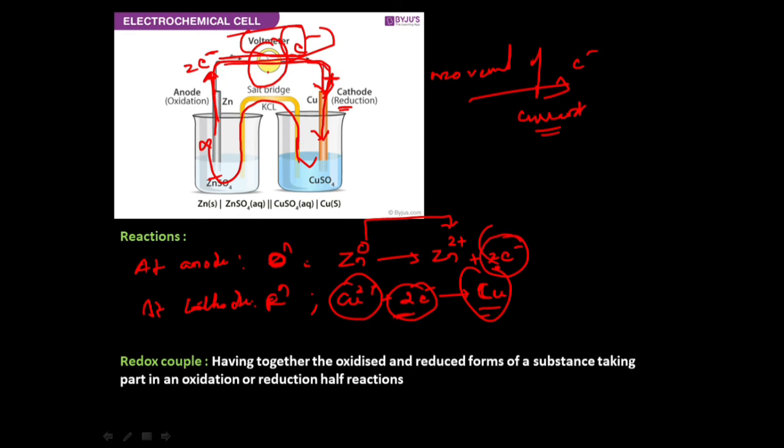Okay, so this is how redox reactions are present in an electrochemical cell. This is how the indirect redox reactions can be noticed in an electrochemical cell.